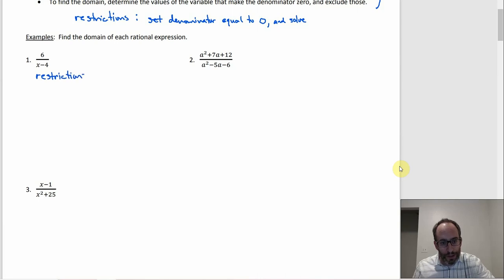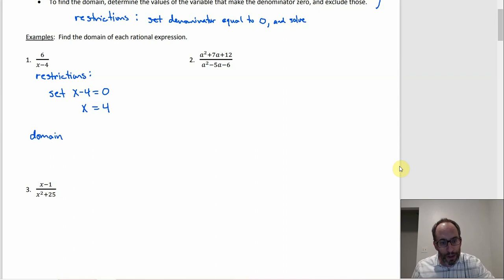But to get the restrictions, what we're going to do is we would set x minus 4 equal to 0, and solving that's not too bad. You just add 4 to both sides and you get that x equals 4. So that's our one restriction, so the domain should be everything except for that, because the 4 causes trouble. It gives you a 0 on the bottom, and you don't want that because then you get an undefined expression. But nothing else would give you a 0 on the bottom. So you just have to make sure you leave out that 4.